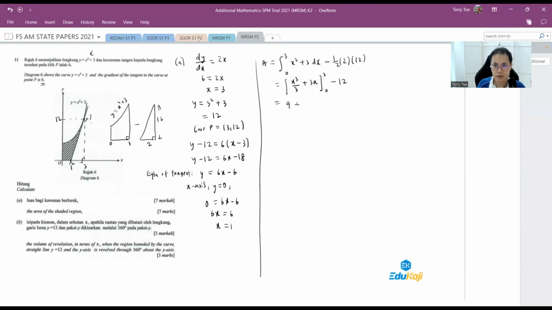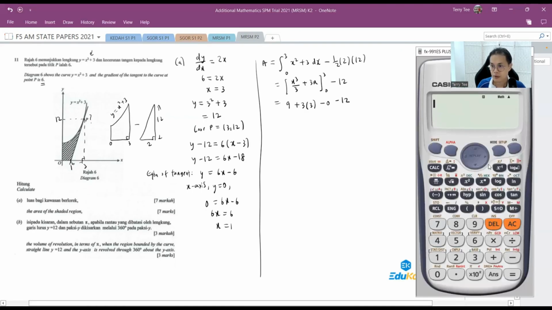Now you can use a calculator if you are not sure, right? And also you can even use this calculator, right? You know that you can integrate like this. Type in the original function, x squared plus 3. My lower limit 0, upper limit is 3. You press equals. I got 18.